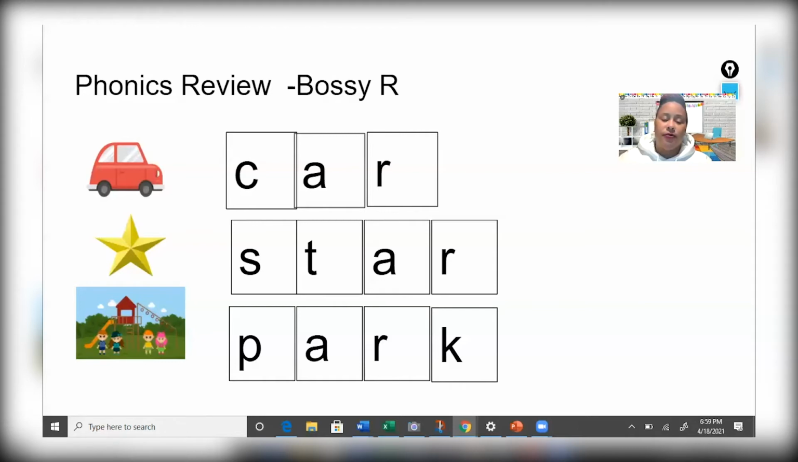Let's look at the words we blended. K, R, car. St, R, star. P, ark, park.